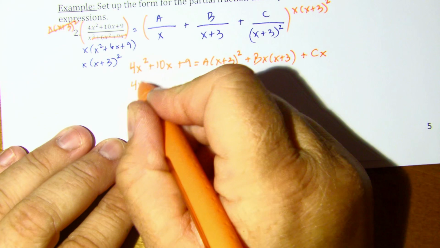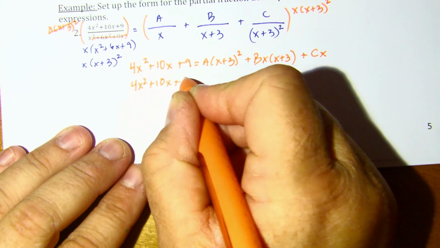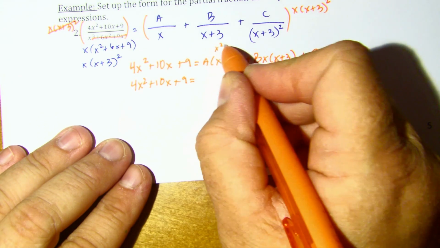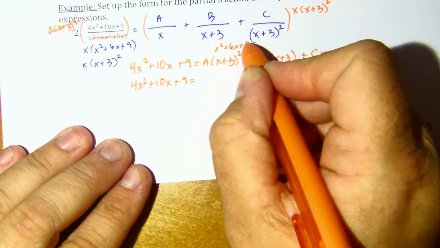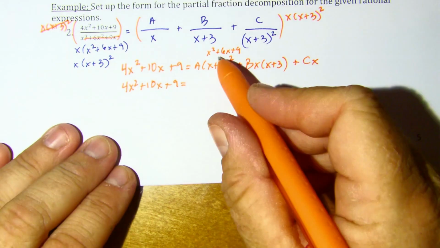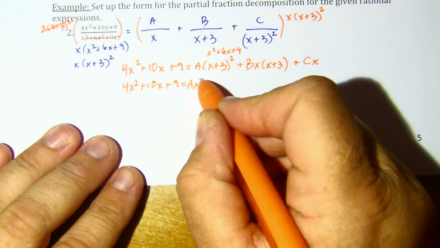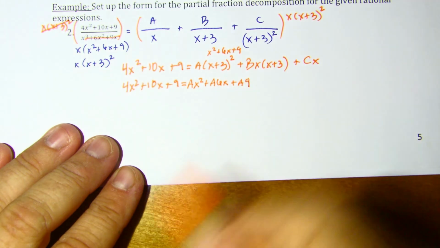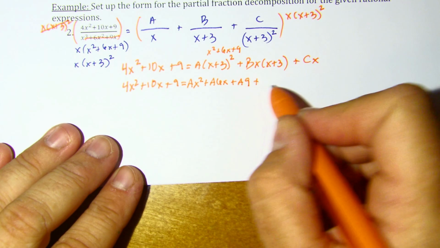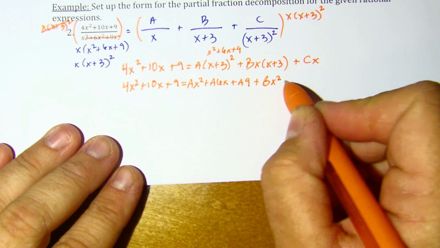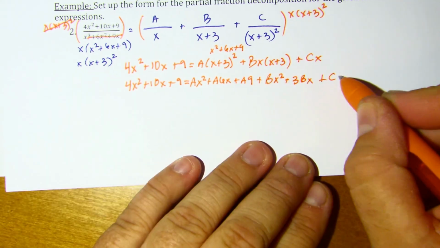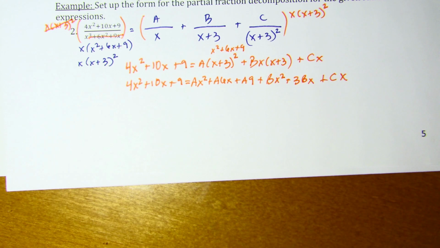I have 4x squared plus 10x plus 9 is equal to, when I multiply this out, that will be x squared plus 6x plus 9. And so distributing an a on all of that, that will be ax squared plus a times 6x plus a times 9. Plus, distributing that bx, I have bx squared plus 3bx, and then plus cx. So again, we're trying to group things, but this time we have more groups.